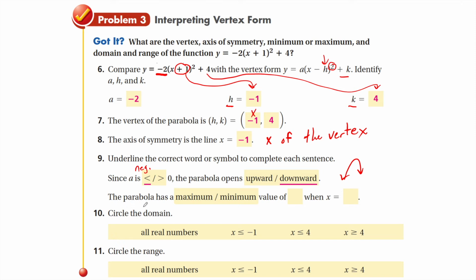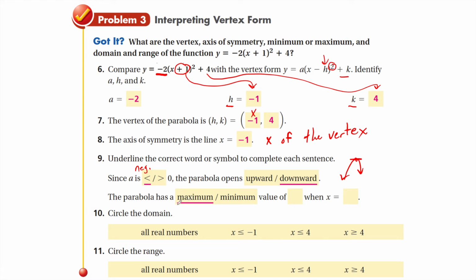The parabola has a maximum or a minimum. This is always backwards, though, with that frowny face idea. In this case, it's going to have a maximum. The reason it has a maximum is because we can tell exactly the highest point that is given. You cannot tell me the lowest point because these arrows go on forever. Therefore, we know the highest point, so we call this a maximum.